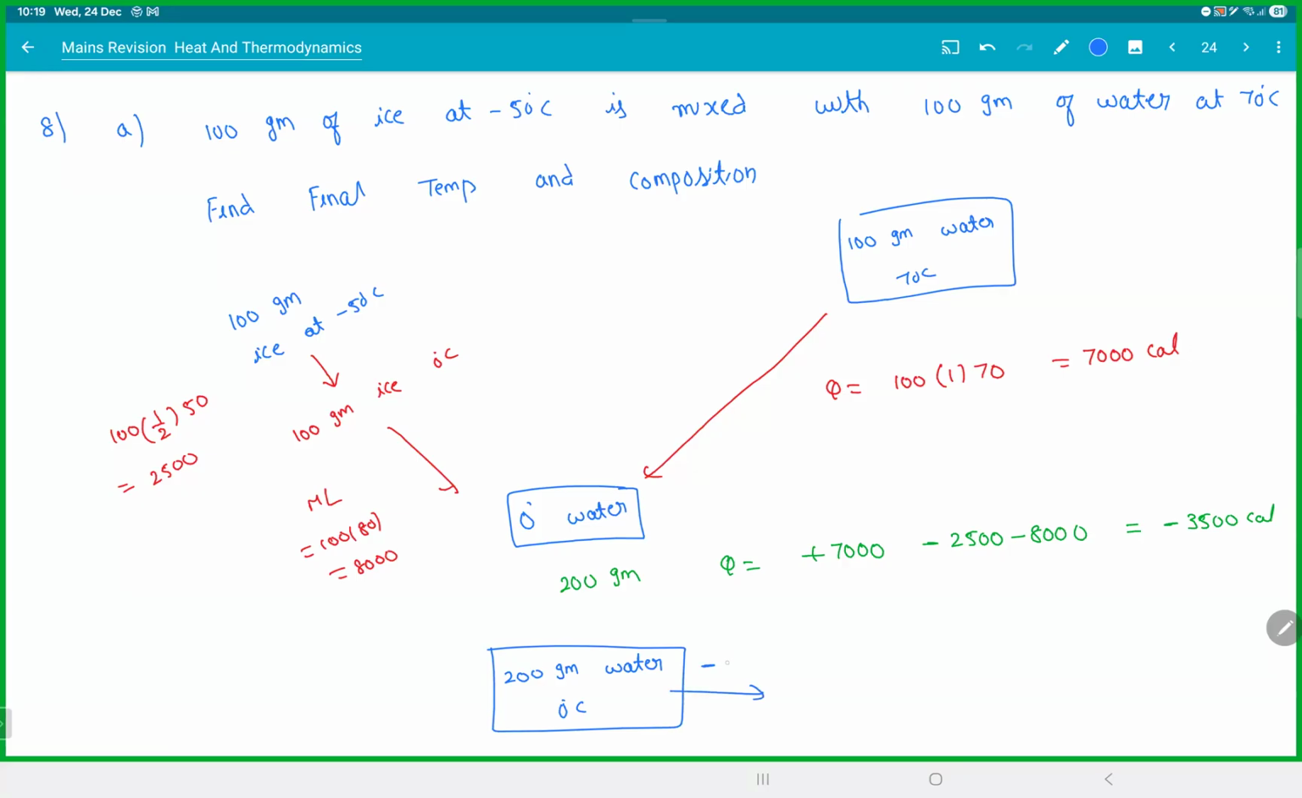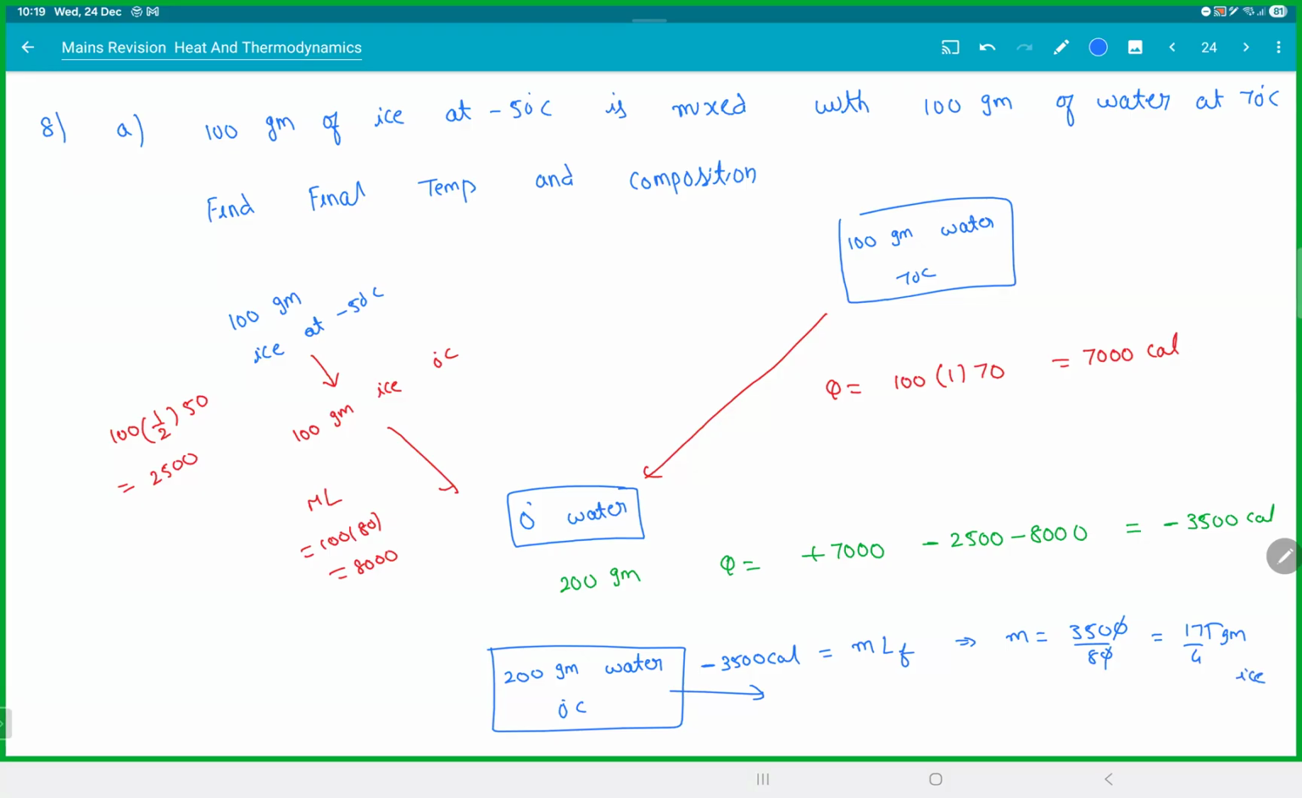So if you remove 3500 calories of heat, so for 3500 calories, M into LF, so that would be 3500 by 80, 0 will cancel. 350 by 8, 175 by 4, something like 42 grams, whatever it is. So that will be it. So 175 by 4 grams of ice, and the rest will be water. Okay with this? So it's pretty straightforward.